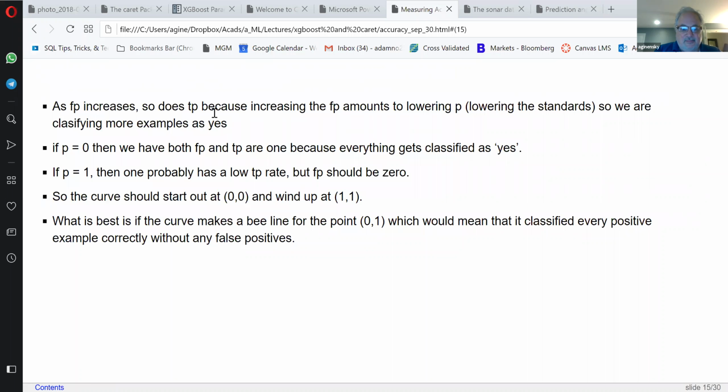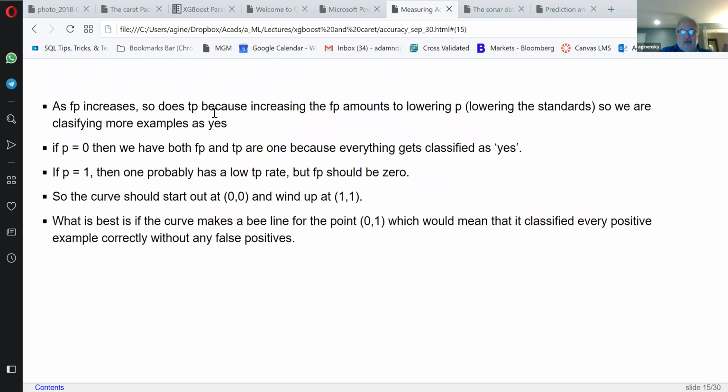So if we set the criteria at probability 0, then we're going to say everything is positive. Our true positive rate is going to be 100%. We're going to correctly classify everything that's positive. We're also going to completely misclassify everything that's negative, so we'll have a high false positive rate too. So when p equals 0, we get everything. When p equals 1, we're going to have a very low true positive rate.